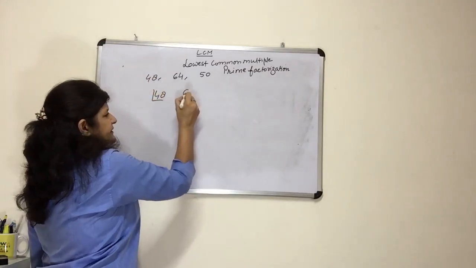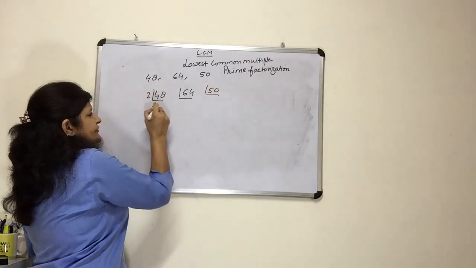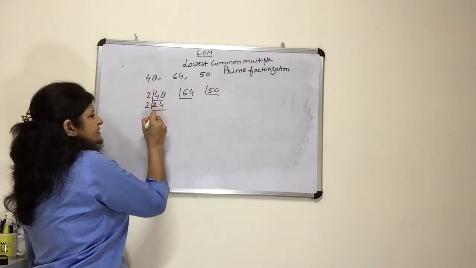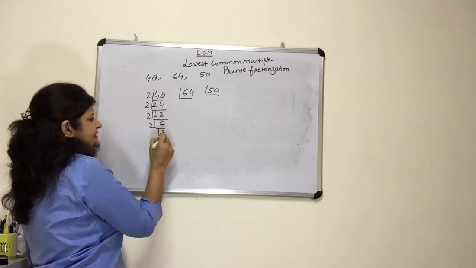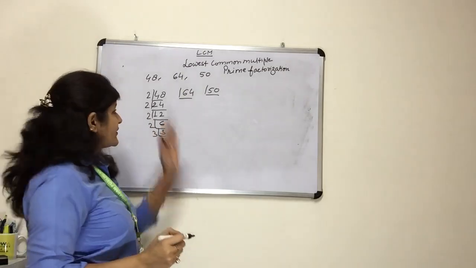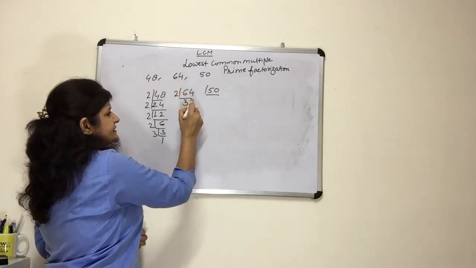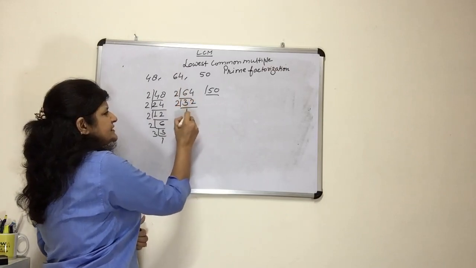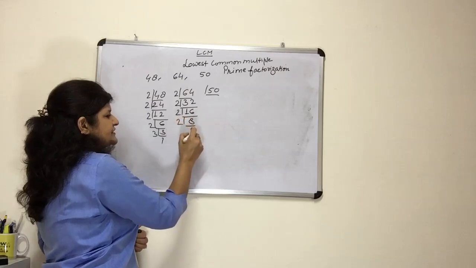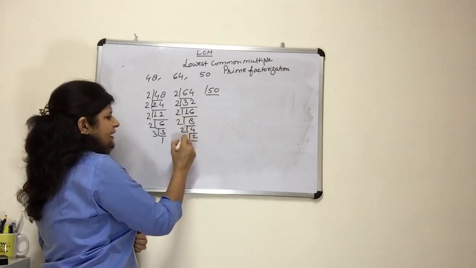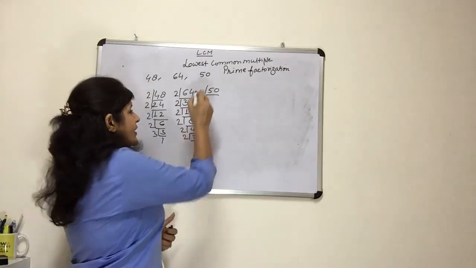48 prime factors, again we will find the prime factors. 2 2s are 4, 2 4s are 8, 2 1s are 2, 2 2s are 4, 2 6s are 12, 2 3s are 6 and 3 1s are 3. These are all the prime factors. Here 2 3s are 6, 2 2s are 4, 2 1s are 2, 2 6s are 12, 2 8s are 16, 2 4s are 8, 2 2s are 4 and 2 1s are 2. This is the prime factors of 64. Now coming to 50.